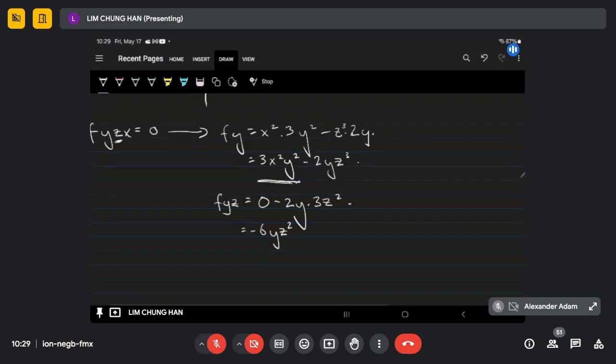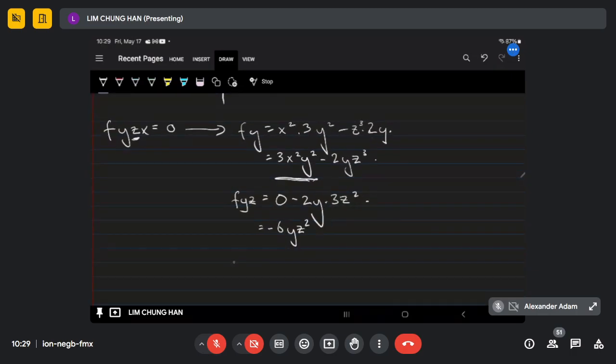And finally, to get the final answer, f y z x. Now we are differentiating against x. Are there any x in there? No. Everything is a constant. That's why it's 0.